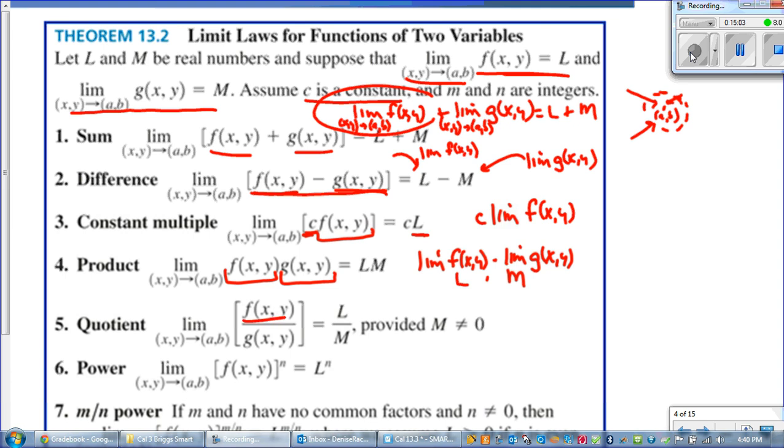The quotient. If you have the quotient of two functions and you know each of the limits exist up here, then this quotient will have a limit that's the limit of the numerator divided by the limit of the denominator.